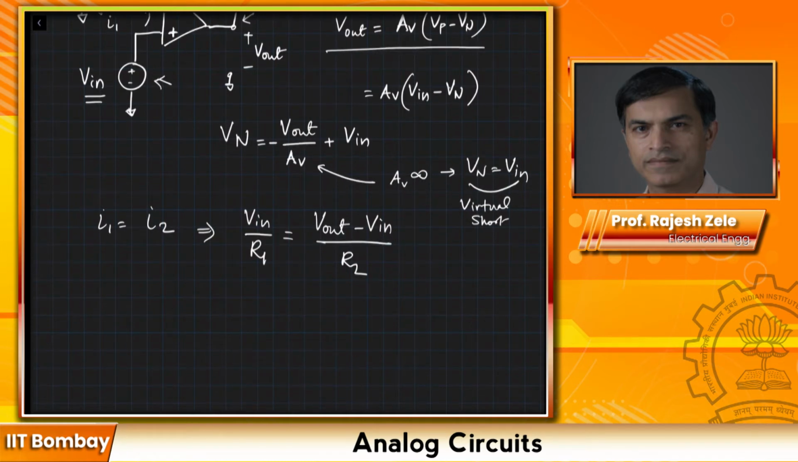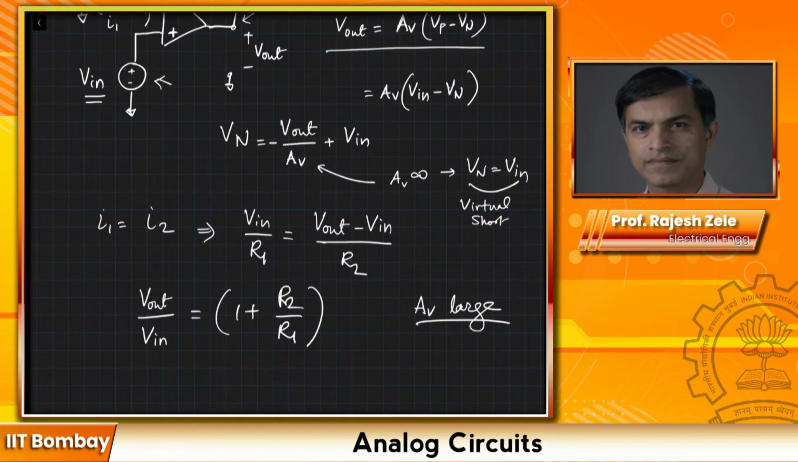Now if we again do this analysis, you will see that Vout divided by Vin is equal to 1 plus R2 divided by R1. So in this example, again, we have assumed that Av is extremely large. Again, if you look here, there is no negative sign, so it's a positive sign, and hence it's called a non-inverting amplifier.